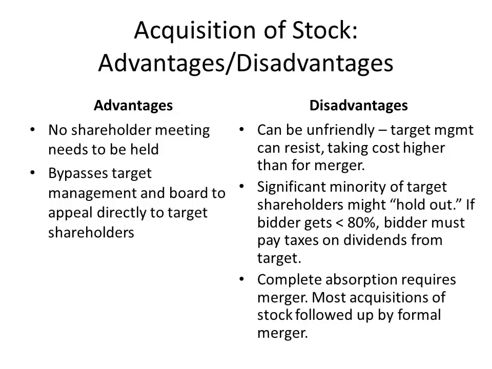Secondly, it bypasses target management and their board to appeal directly to the target shareholders. We've already discussed that target management is likely to resist, but why would the board resist? Well, for similar reasons. The new corporation will not need 2 boards of directors, and we probably don't need dozens of people on our board. For instance, what if the bidder has 12 people on their board and the target has 12 people on their board? If you merged both boards together, you'd have 24 people. That's too large of a group to be really effective. So we're going to end up having to get rid of some board members.